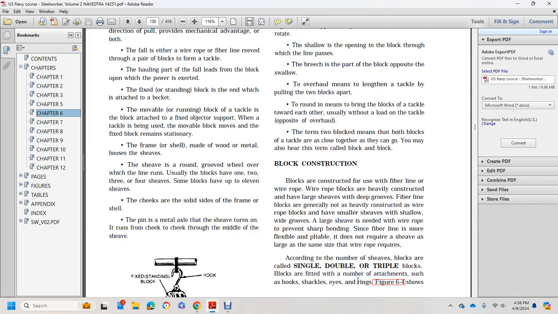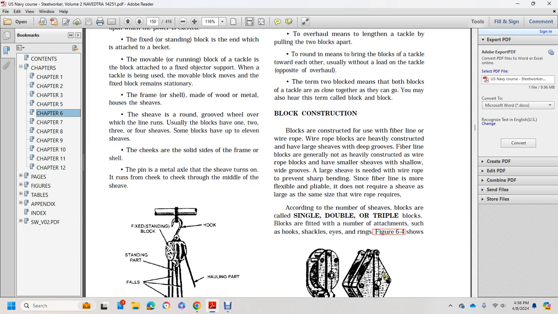Wire rope needs a large sheave to prevent sharp bending, since fiber line is more flexible and pliable and does not require a sheave as large as wire rope of the same size requires. According to the number of sheaves, blocks are single, double, and triple. Blocks have a limited number of attachments, such as hooks, shackles, and eye rings, as figure 6.4 shows.